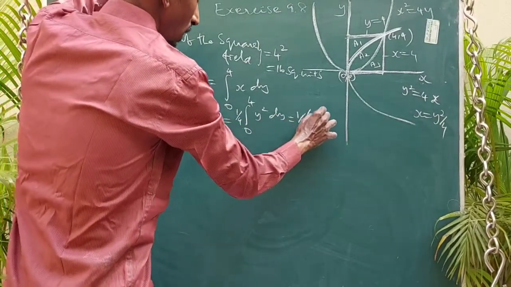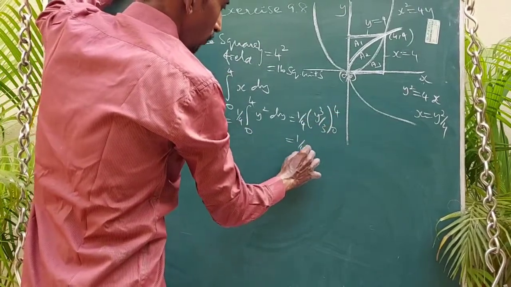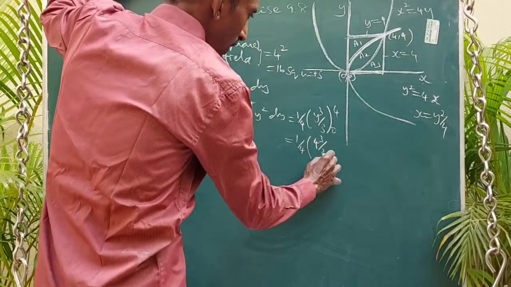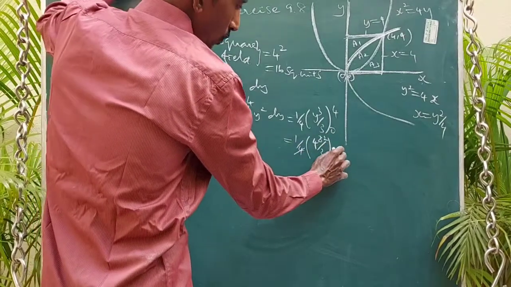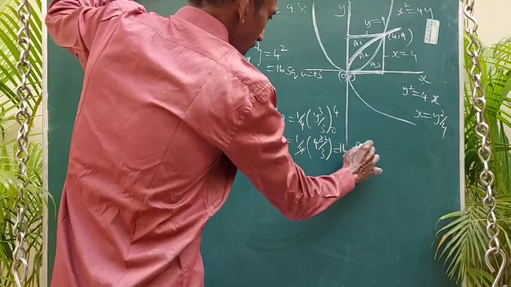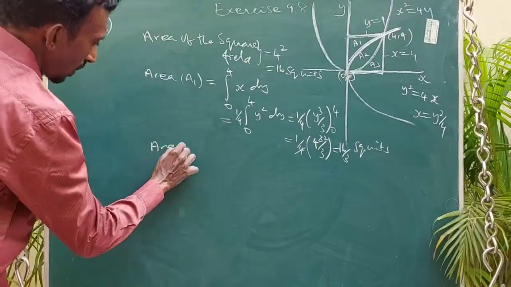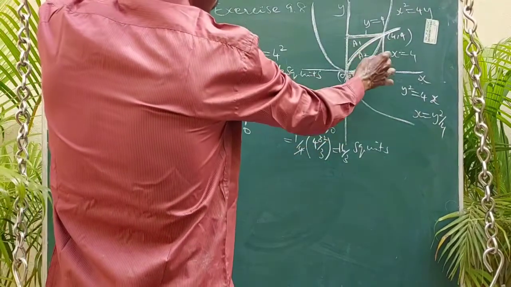So 1 by 4 into y cube by 3, from 0 to 4. So 1 by 4 into 4 cube by 3. The lower limit 0 gives nothing. So 4 square, 16 by 3 square units. Okay. So again the area A3. So we can find out A1 and A3.